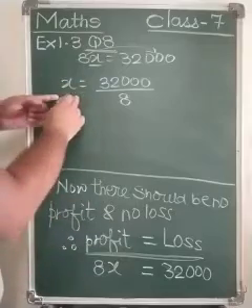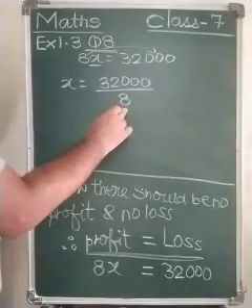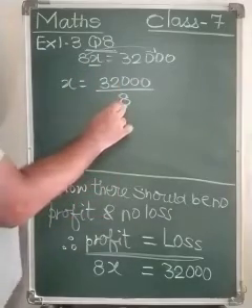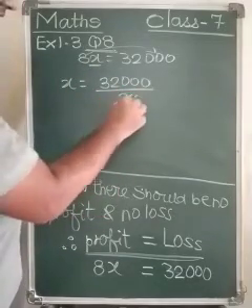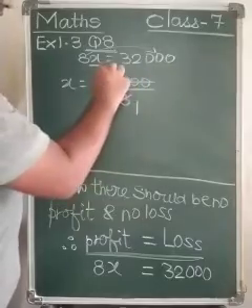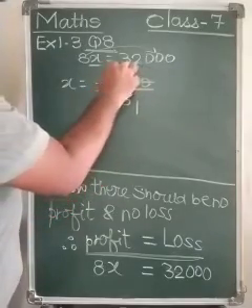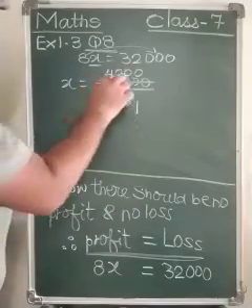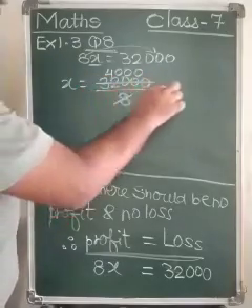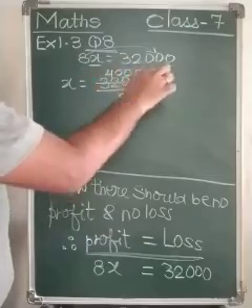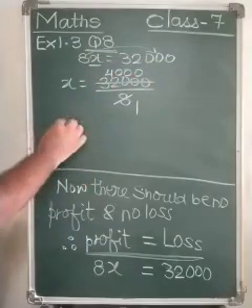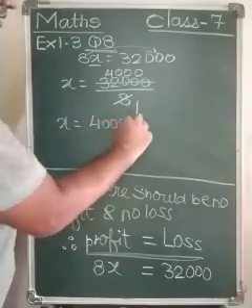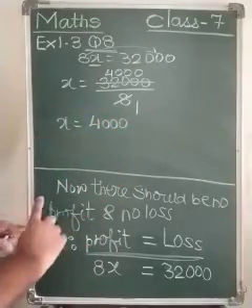Okay, x is equal to 32,000 divided by 8. Now this is very simple to solve. In the 8 table, 8 4s are 32, so 8 1s are 8, 8 4s are 32, and these 3 zeros will be like this only. That means 8 multiplied by 4,000, we will get 32,000, the answer. So this is the quotient. So x equals 4,000.